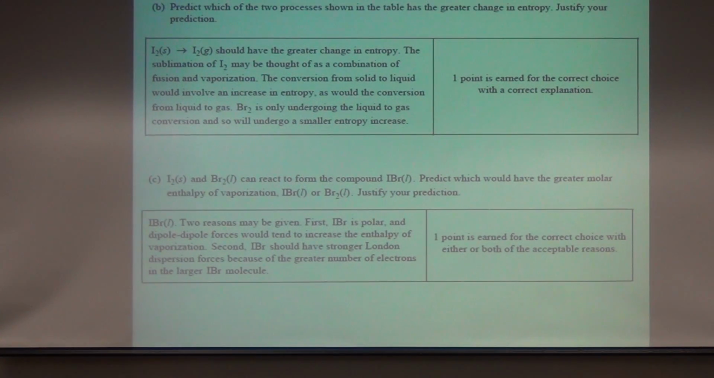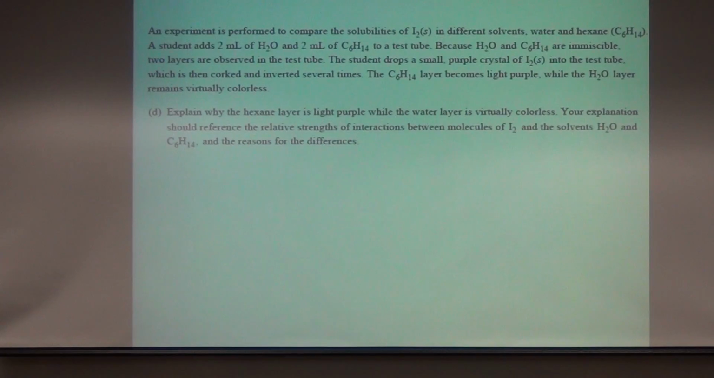We made that little chart when we learned about this stuff. Yeah, we did. If it's polar, then it's dipole or H bonding. And if it's not polar, it's London. Is this the last one or not?